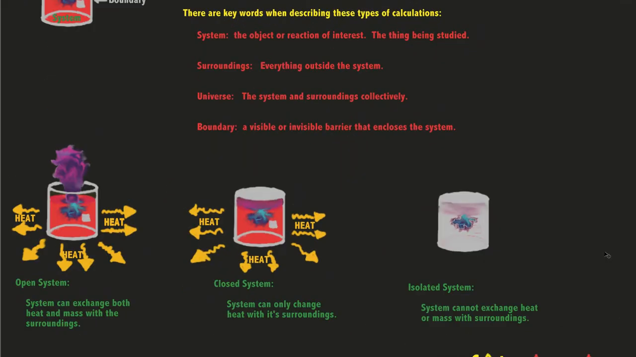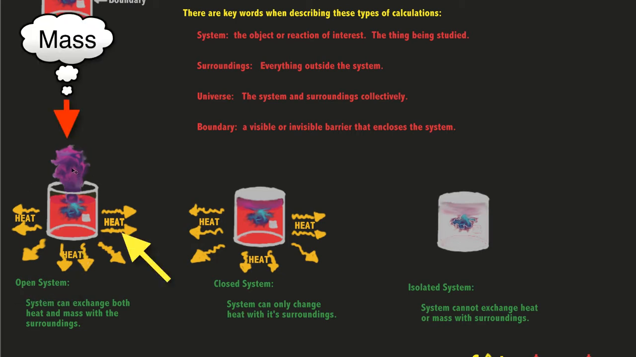So there are three different types of systems that you should know. There's the open system, the closed system, and the isolated system. In the open system, you're able to exchange both heat and mass. This gas can be condensed into solid.